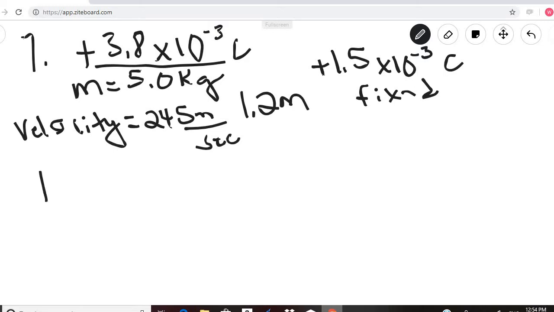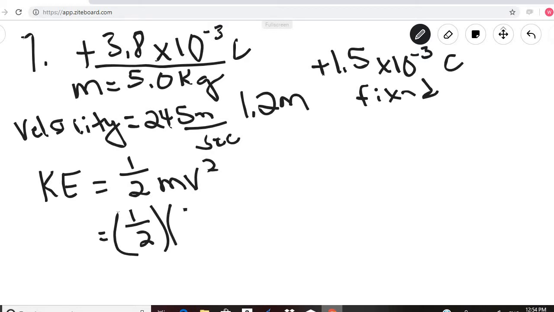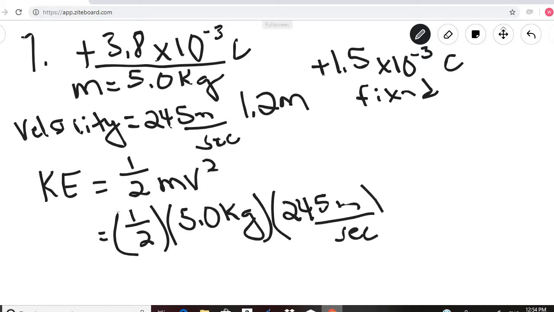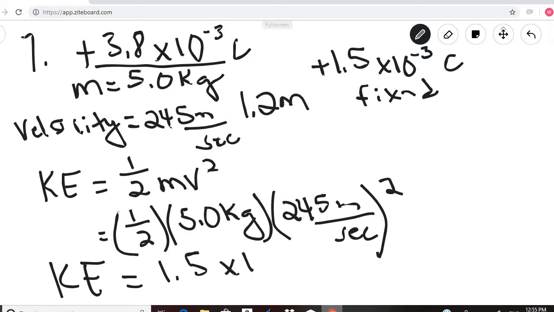Okay, so in this case, now we can figure out the kinetic energy. And then once we know the kinetic energy, we can get the potential energy. So kinetic energy is 1/2 mv squared. So that's going to be equal to 1/2 times the mass, which is 5 kilograms, and then we're going to square the velocity. So it's going to be 245 meters per second, and we'll square that. Okay, so the kinetic energy is going to be equal to 1.5 times 10 to the 5th joules.